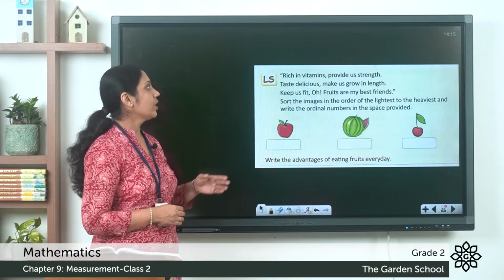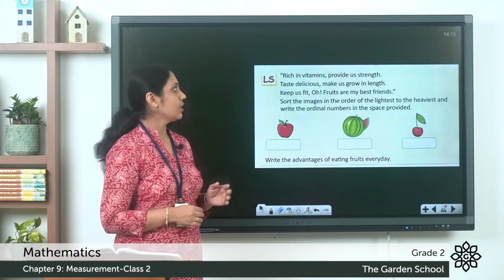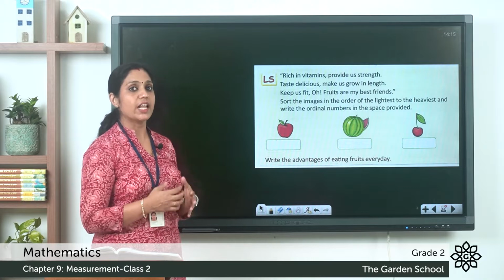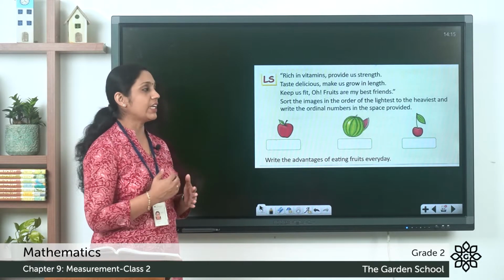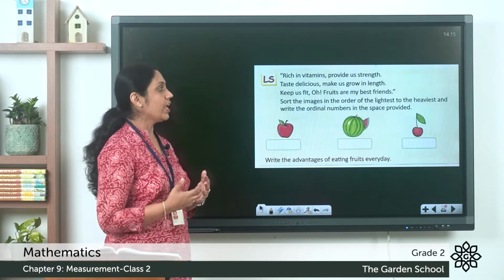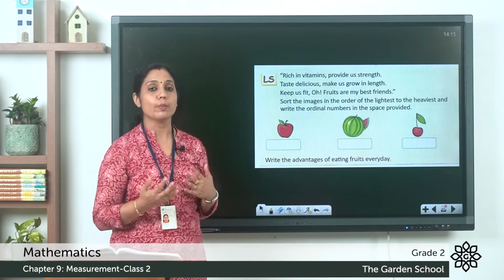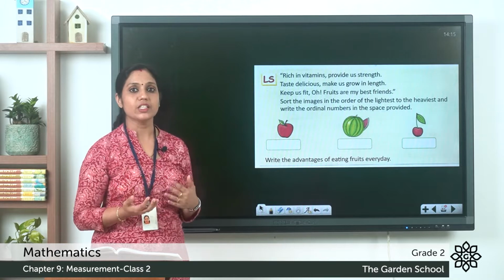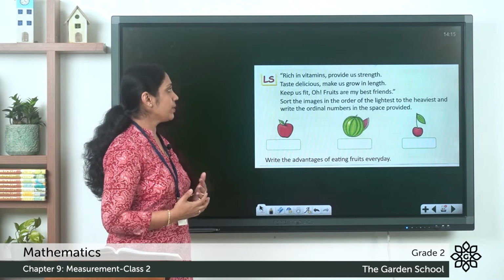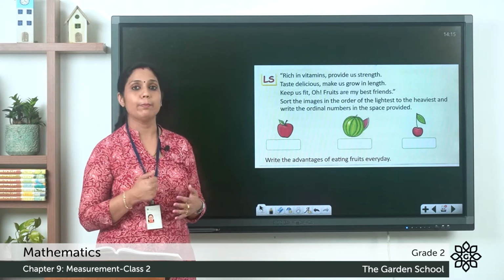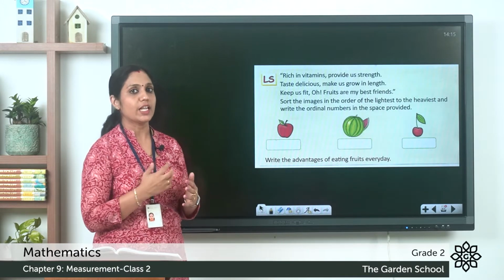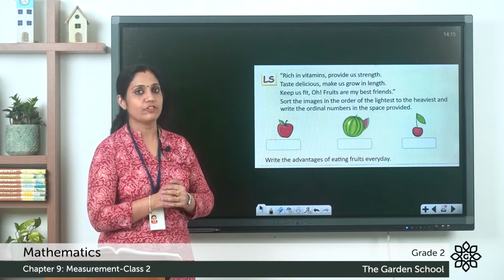What's it written? Rich in vitamins provide us strength. So these fruits are rich in vitamins and they provide us strength. They taste delicious and make us grow in length. That is, we can increase our height by eating fruits. Keep us fit. Oh, fruits are my best friends. And what do fruits do? They keep us fit also. And so fruits are our best friends.